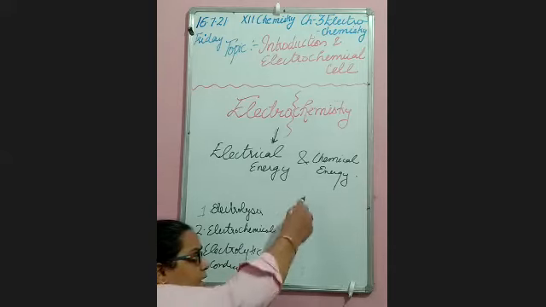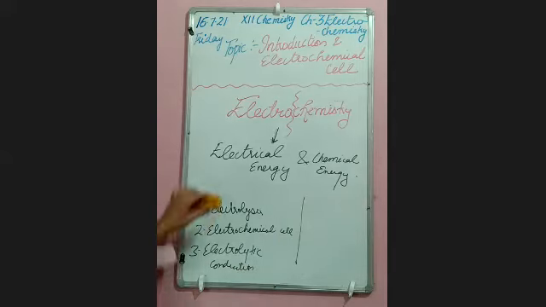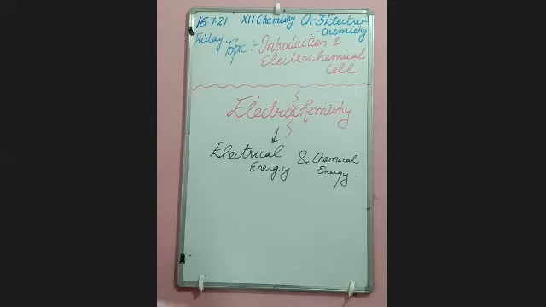Now, what is the importance of electrochemistry? See, there are a number of metals like sodium, magnesium, calcium, and certain chemicals like NaOH. They are commercially produced by electrochemical methods. How are they produced? With the help of electrochemistry.